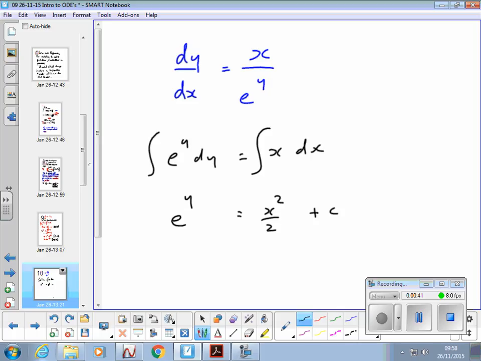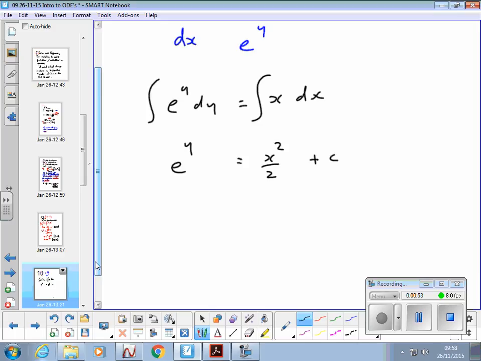Is that implicit or explicit? Implicit, because it doesn't say y equals something. So this is our implicit solution. So let's try and get it explicitly now.